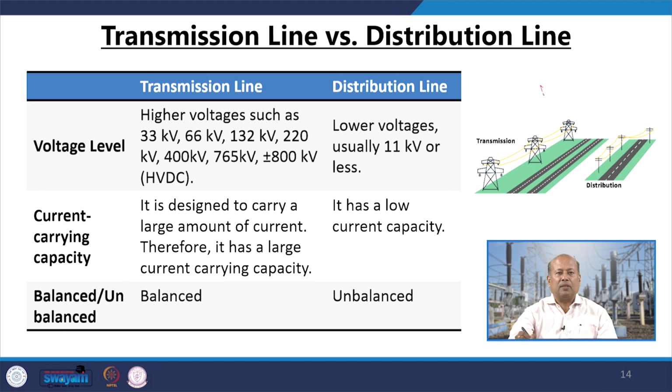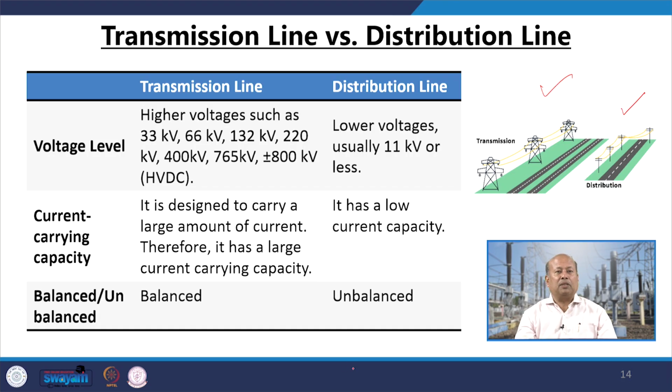Now, a bit of comparison between transmission line and distribution line. As you can see, this is transmission and this is distribution. Voltage levels first: what are the voltage levels for transmission lines? 33, 66, 132, 220, 400, 765 kV, and for HVDC it is plus or minus 800 kV. In case of distribution lines, it is always less than or equal to 11 kV. Once again I reiterate, international students, please note that these data are specific to Indian distribution and transmission systems. However, you can refer to your own distribution and transmission systems to understand more about the magnitudes and values for the network where you belong.